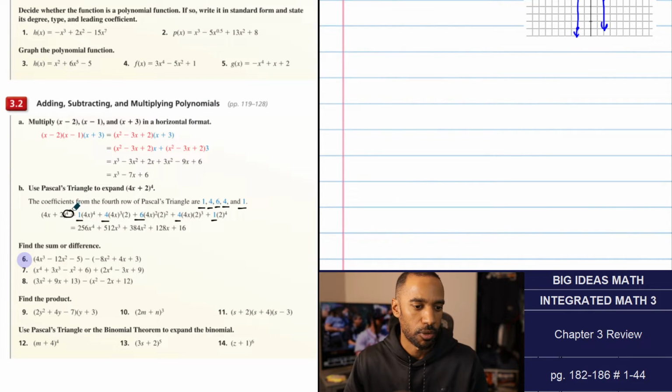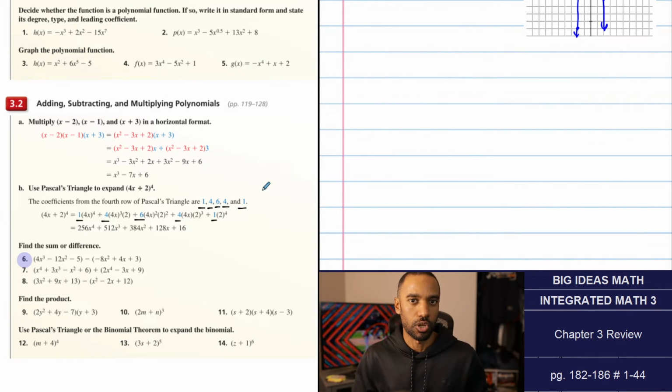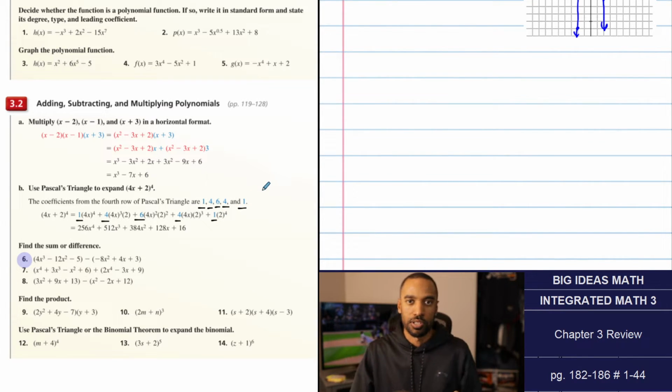Now, your binomial inside of here, 4x is like your A and 2 is like your B. We first raise a to the fourth and b to the 0 power, which is 1. That's why you don't see it here in the first term. Second term, you raise a to the third power, b to the first power, then a to the second, b to the second, a to the first, b to the third, and a to the 0, b to the fourth.